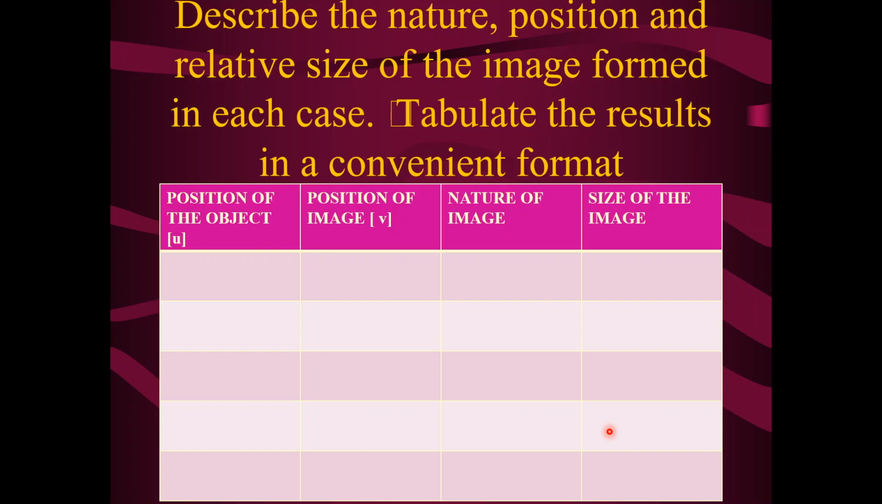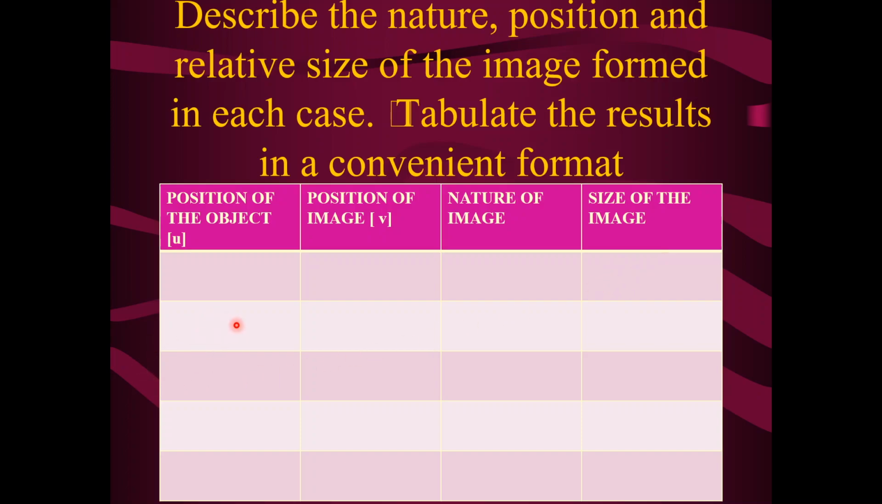Now you will draw the ray diagram for the image formation by the concave mirror and the convex mirror, and you will tabulate the result in a convenient format, in this format. When the position of the object is at infinity, the image is formed at the focus. What is the nature? Real, inverted. What is the size of the image? Highly diminished.